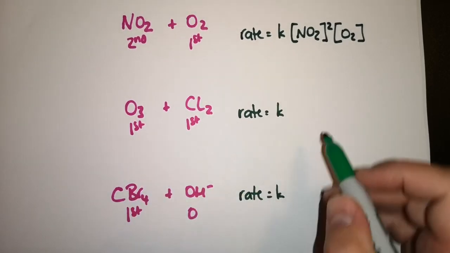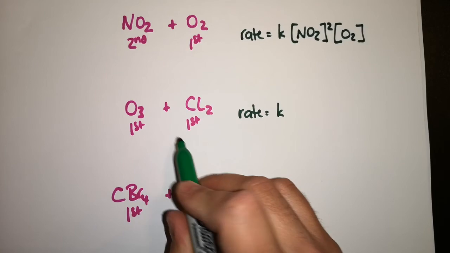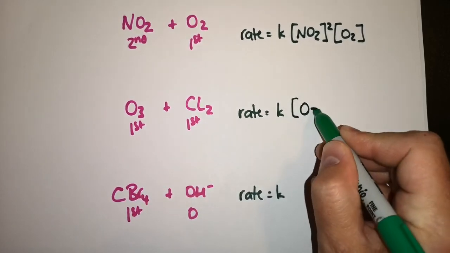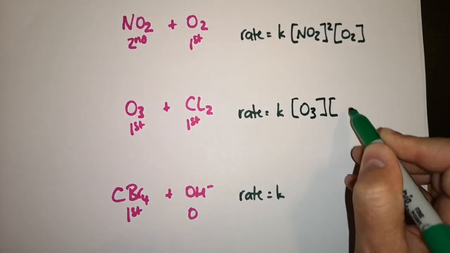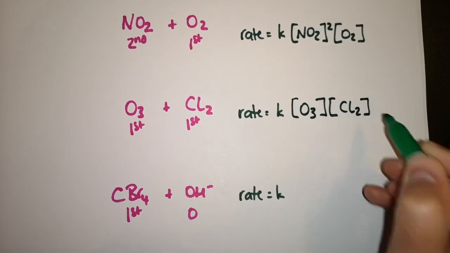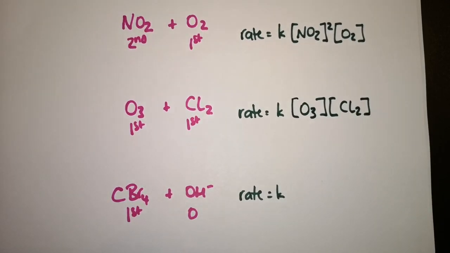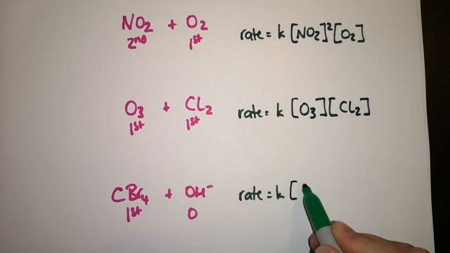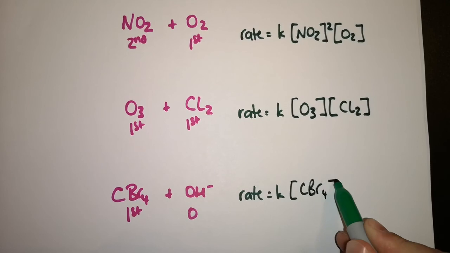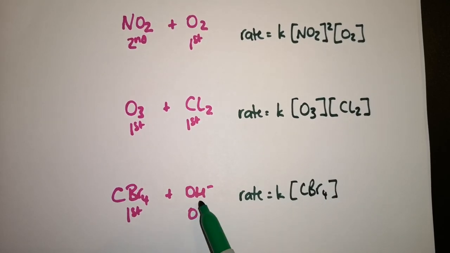On the second one, O3 and Cl2 are both first order, so they'll both appear in the rate equation and be raised to the power 1, which effectively looks like it's not appearing at all. My final one, I've got CBr4 raised to the power 1, and my OH minus is a zero order, so that doesn't appear in my rate equation at all.